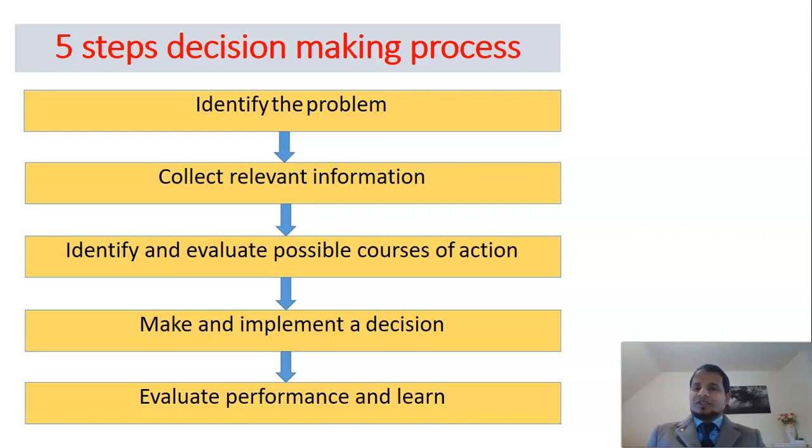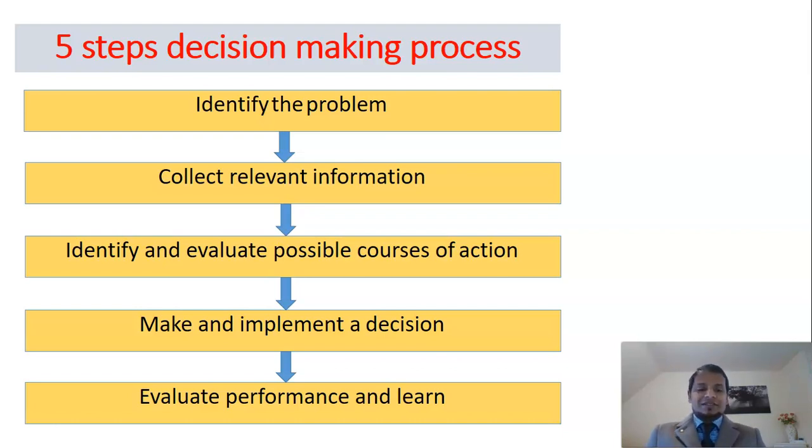For example, whether we should buy raw materials or we should make or process raw material by ourselves is a decision. Whether we should sell a product or we should stop selling a product. Whether we should produce a product or discontinue production. So we have to identify the problem on which we are making the decision.